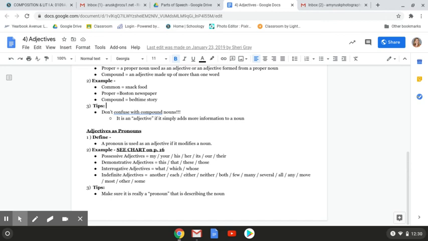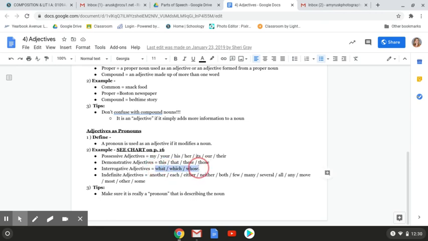Okay, it is a possessive adjective. So you have to be careful with that. Yes, it's still a pronoun, but it's a pronoun being used as a possessive adjective. And those are listed right here for you. You have your demonstrative adjectives, okay, similar to your demonstrative pronouns. This chair, that house.